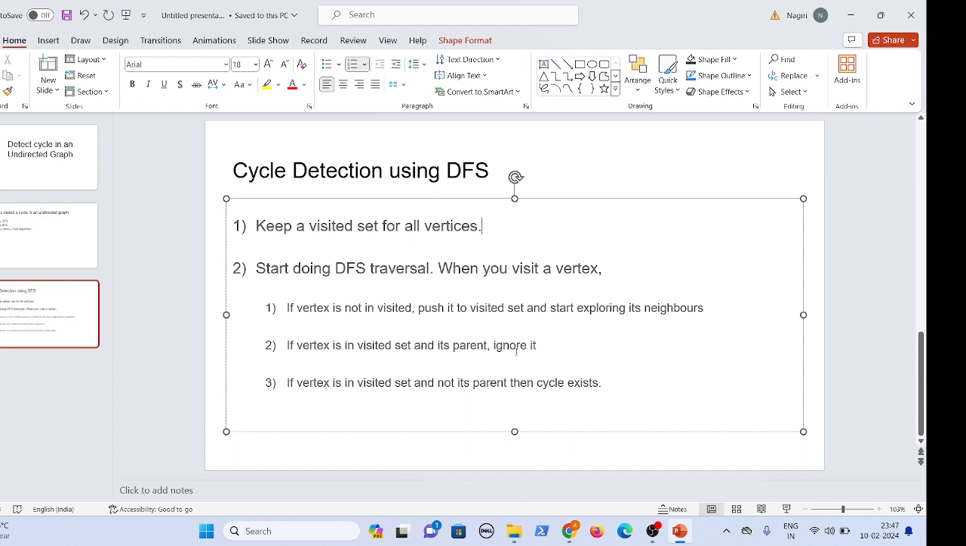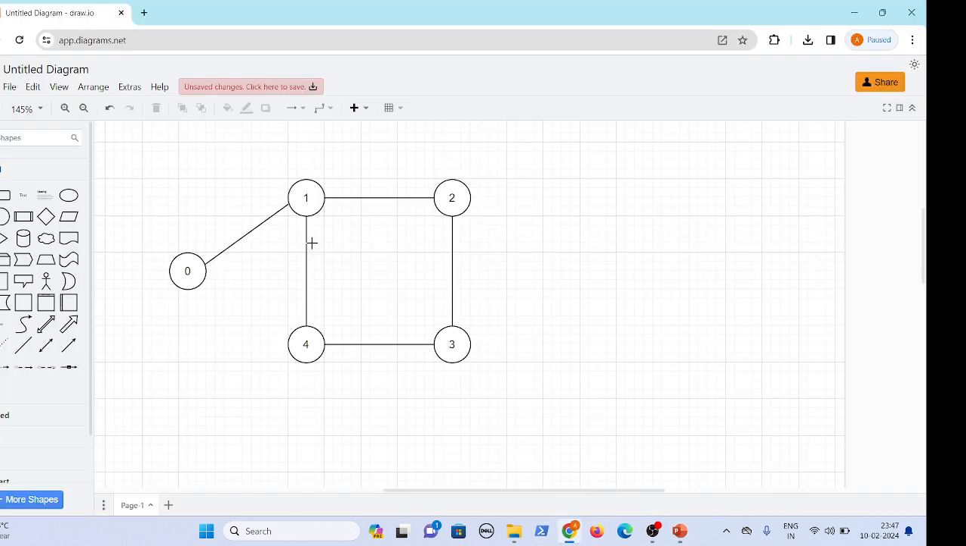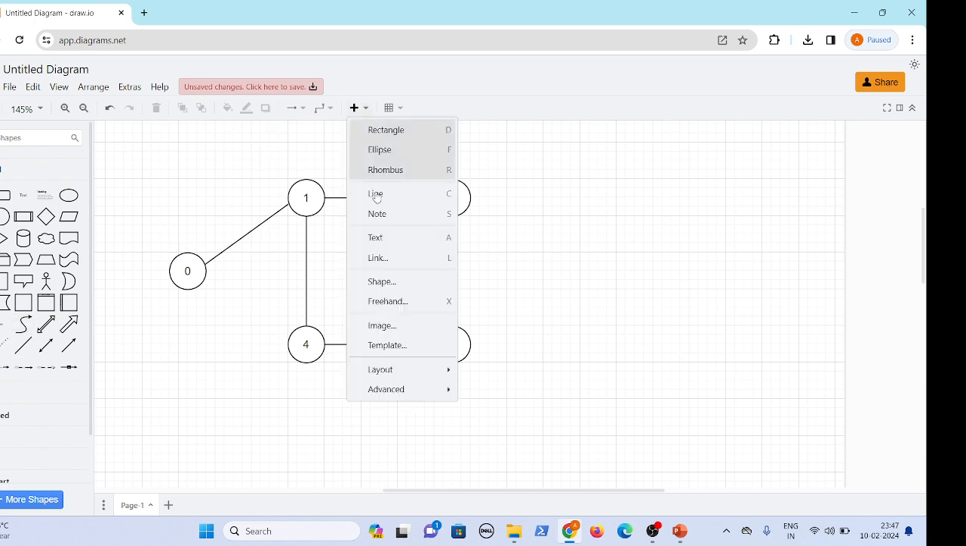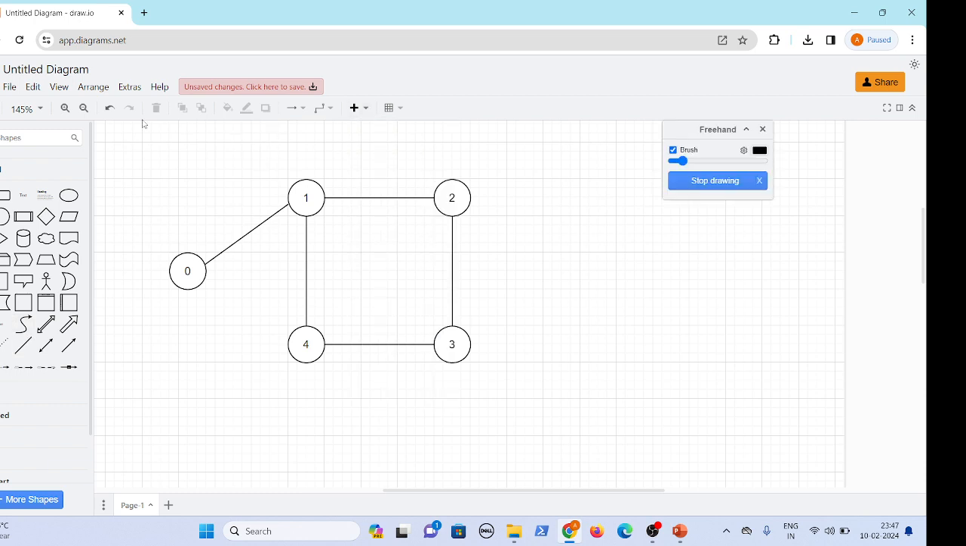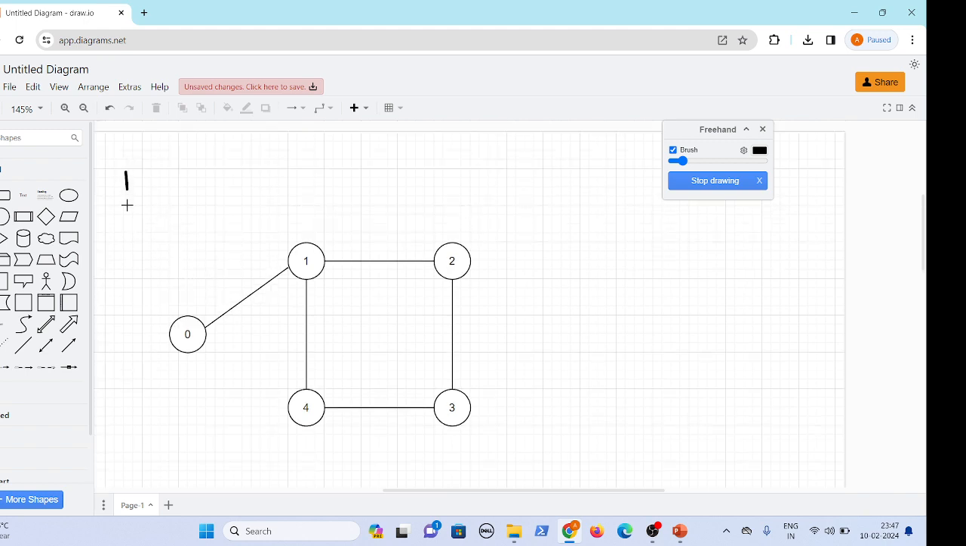Don't worry too much about these points. We'll start the detection of a cycle, and then these points will be more clear to you. Yeah, this is a sample undirected graph. Now, let's say I'll start traversing from 0. This is my starting vertex. Let's say this is my visited set. Initially, I did not visit anything, right?